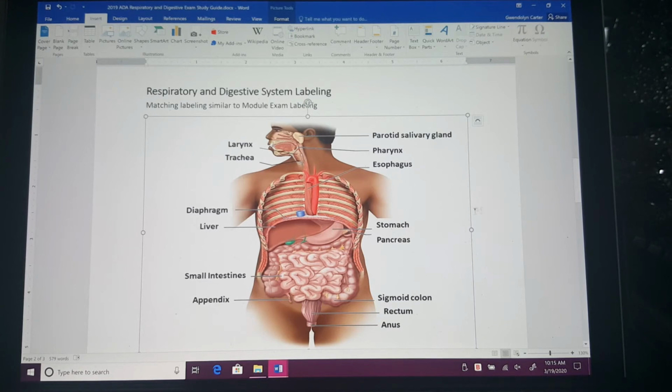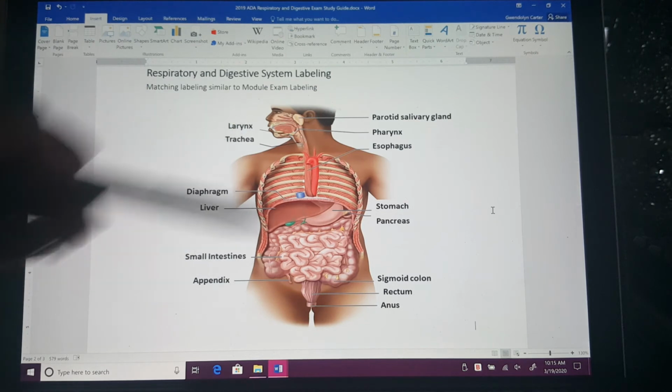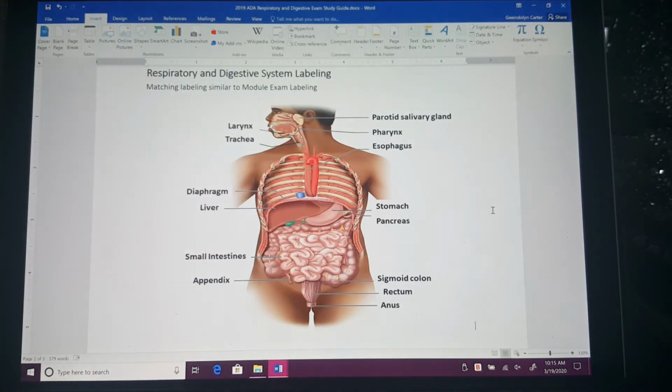Oh, nope, never mind. It's not editable. That was a picture I put in there. Okay, well, they'll take this picture, and then they'll cover up the answer choices, and then they'll just practice using the picture, putting everything where it is. So very simple, easy on labeling.